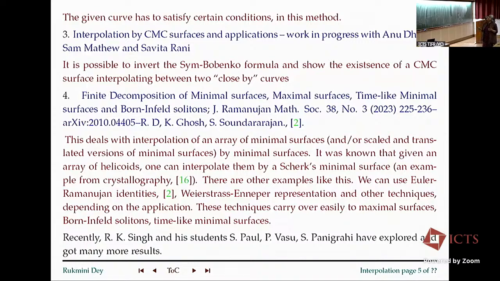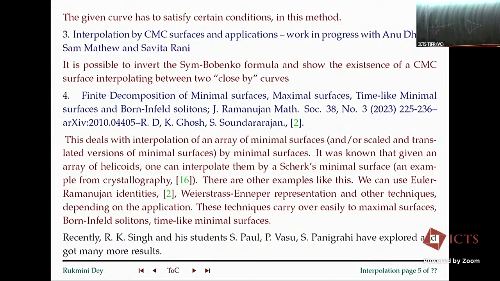And then CMC surfaces, I won't talk too much about this. This is joint work with some of my students and postdocs. So again, it's possible to invert the Sim-Bobenko formula and show existence of a CMC interpolating between two close by curves. We have found the neighborhood so that this happens. So this is one type of problem I'm going to talk about, just touch upon. I won't go into the proofs very much.